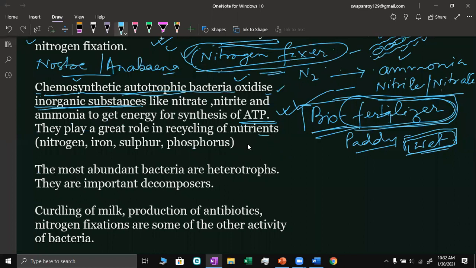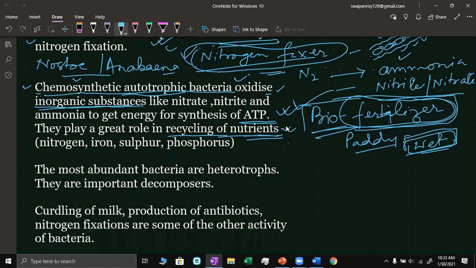And there are of course photosynthetic bacteria also, but these true bacteria which carry out photosynthesis do not produce oxygen in their photosynthesis. Cyanobacteria, of course, produce oxygen in their photosynthesis. And these chemosynthetic autotrophic bacteria help in nutrient cycling.